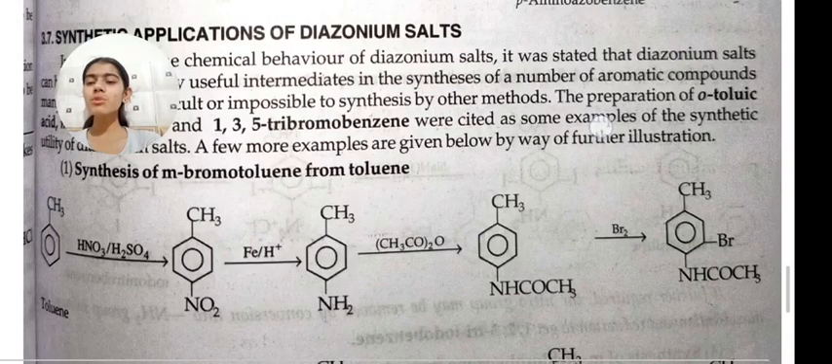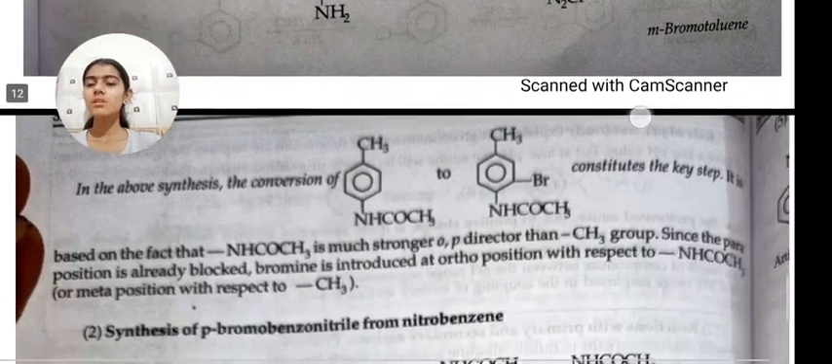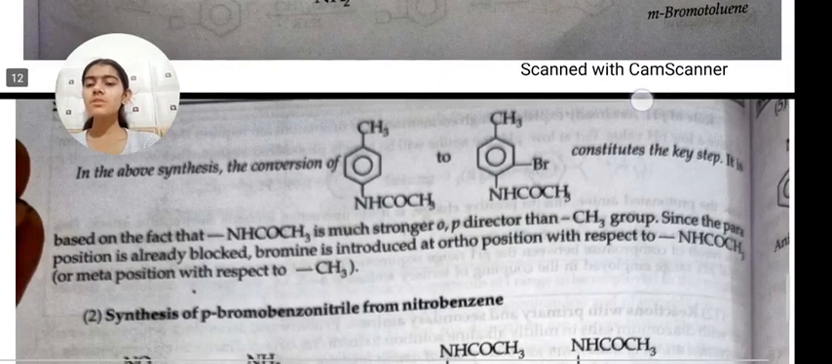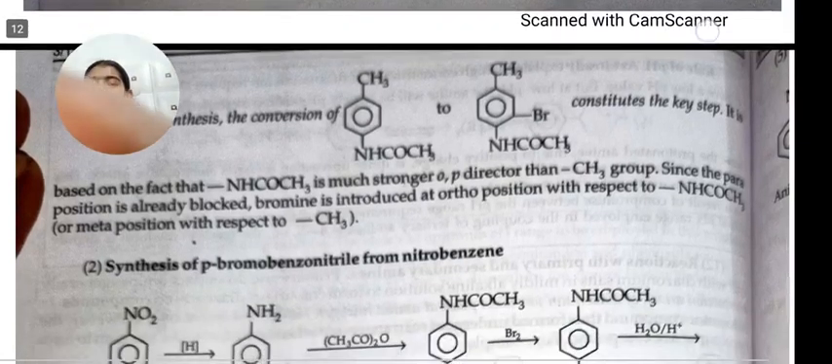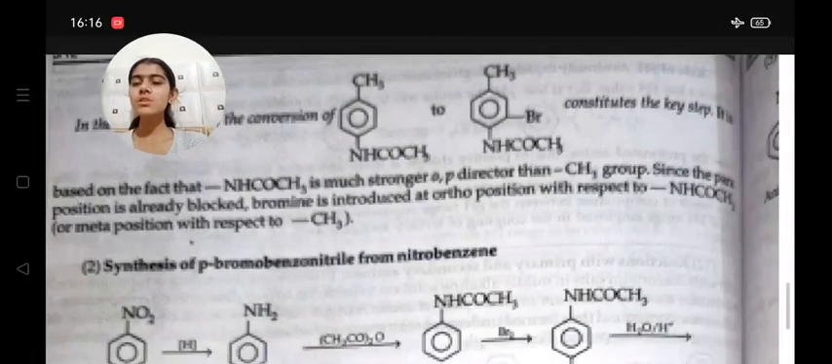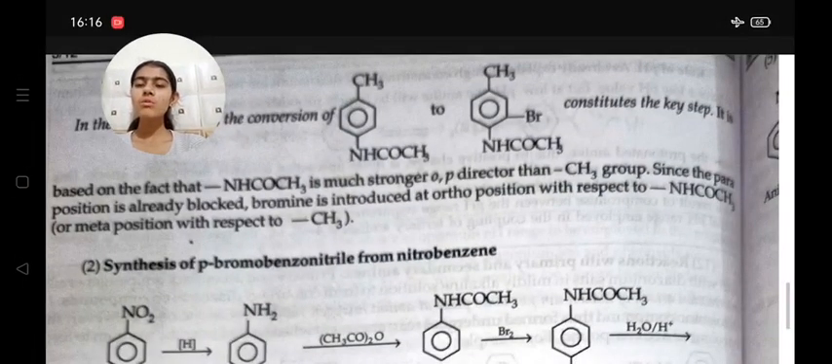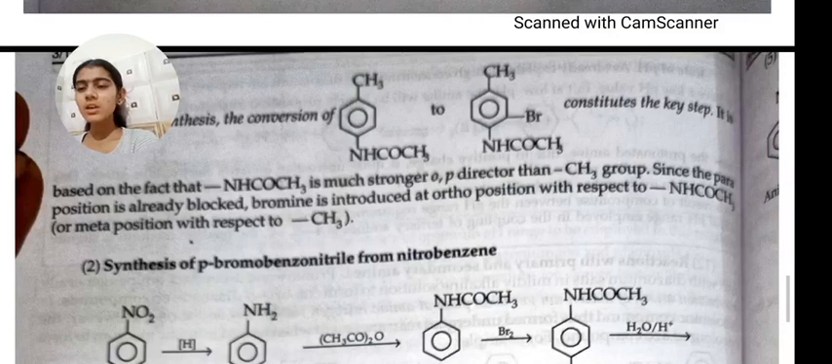Synthesis of meta-bromotoluene from toluene. In the above synthesis, the conversion of this to this compound constitutes the key step. It is based on the fact that NHCOCH3 is a much stronger ortho-para director than the CH3 group. Since the para position is already blocked, bromine is introduced at the ortho position with respect to NHCOCH3, or the meta position with respect to the CH3 group.